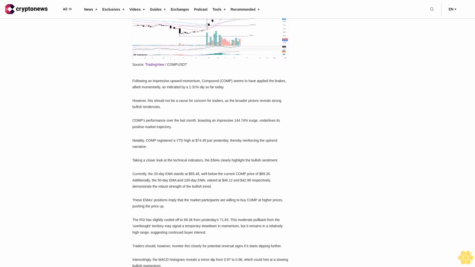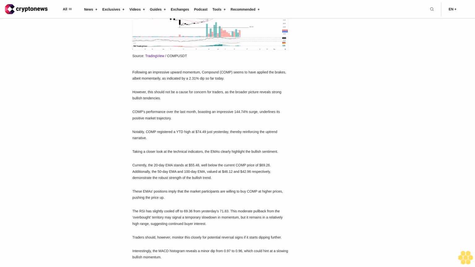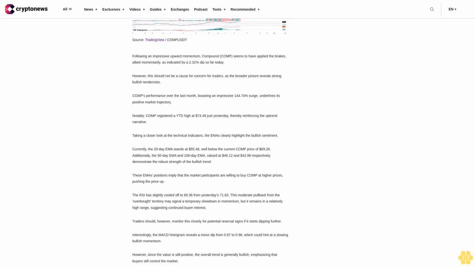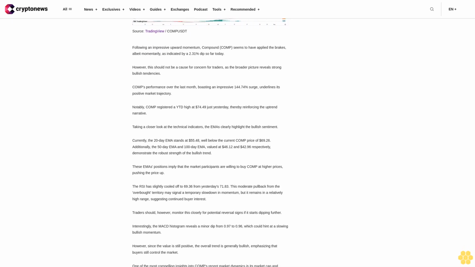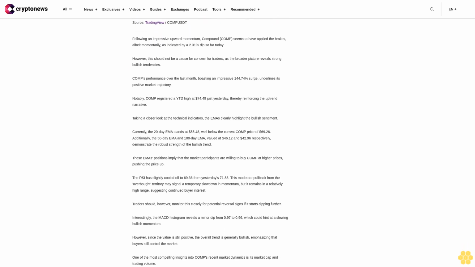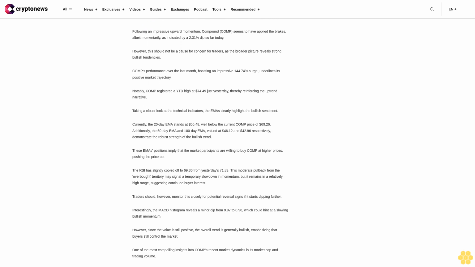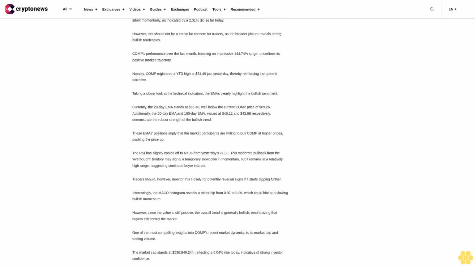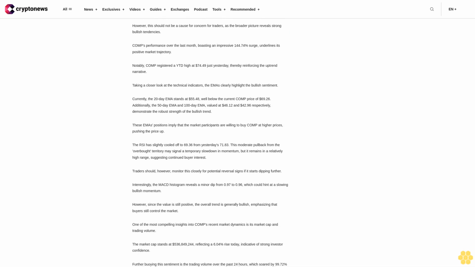Notably, Comp registered a YTD high at $74.49 just yesterday, thereby reinforcing the uptrend narrative. Taking a closer look at the technical indicators, the EMAs clearly highlight the bullish sentiment. Currently, the 20-day EMA stands at $55.48, well below the current comp price of $69.26.